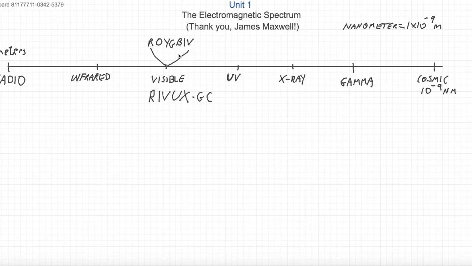Visible light, the mnemonic is Roy G Biv. Roy, red, orange, yellow, green, blue, indigo, violet. Each of these colors has a different wavelength ranging from 760 nanometers for red to 400 nanometers for violet.